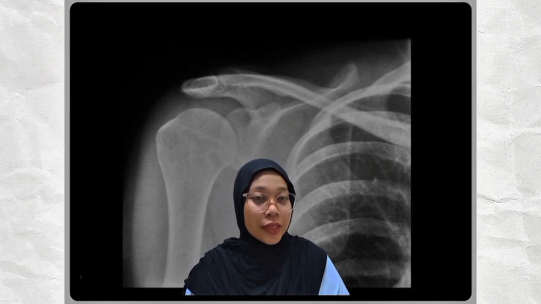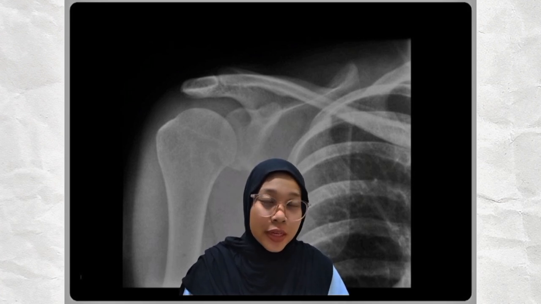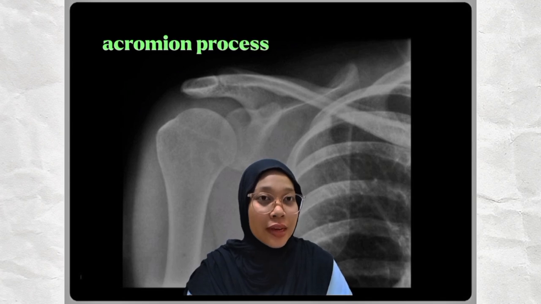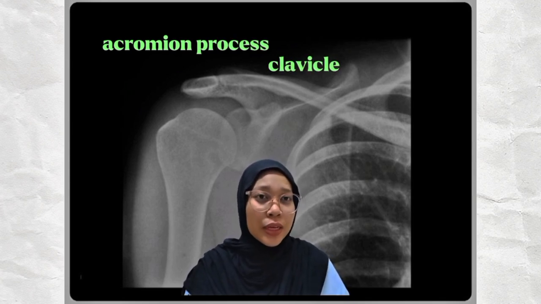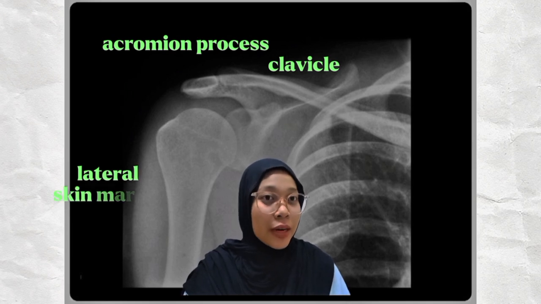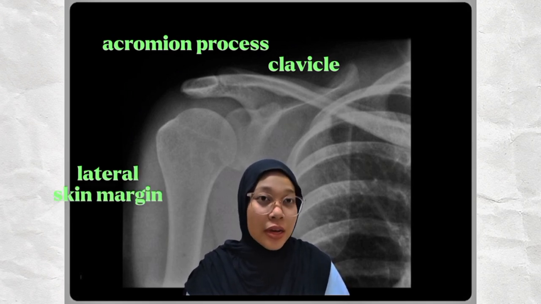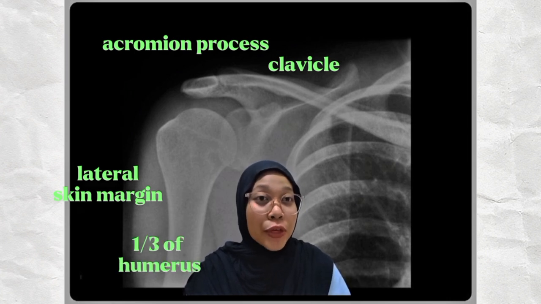For the collimation, at the superior border, the structures that should be included are the acromial process and clavicle. At the lateral border, the structure that should be included is the lateral skin margin. And the last one, for the inferior border, the structure that should be included is the 1/3 of the humerus.